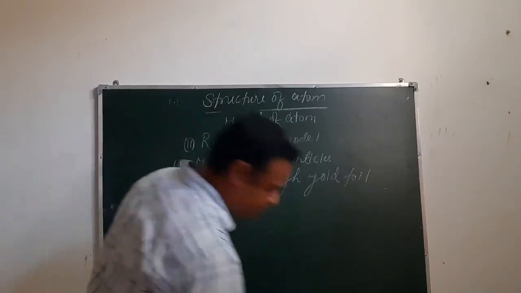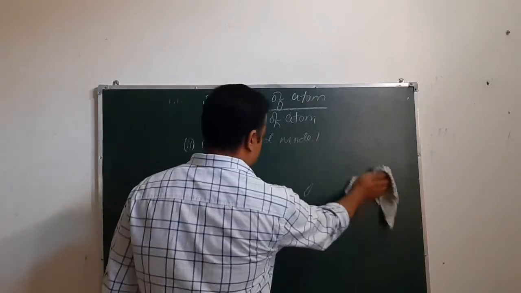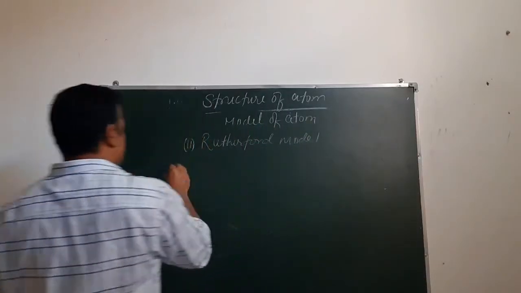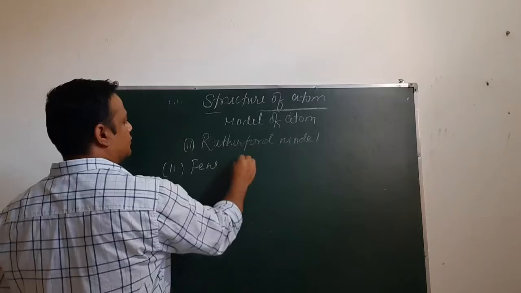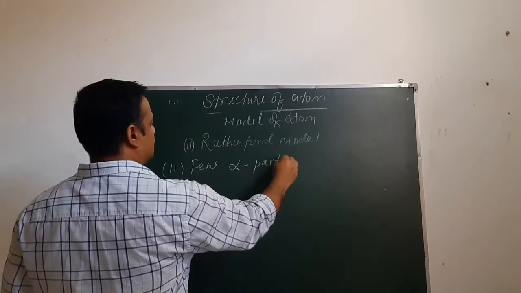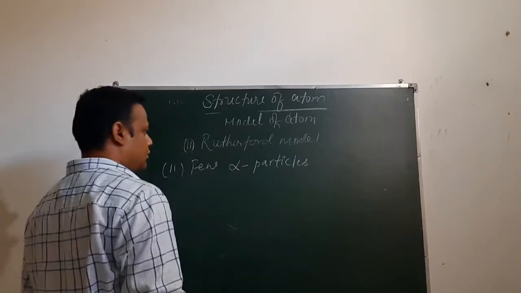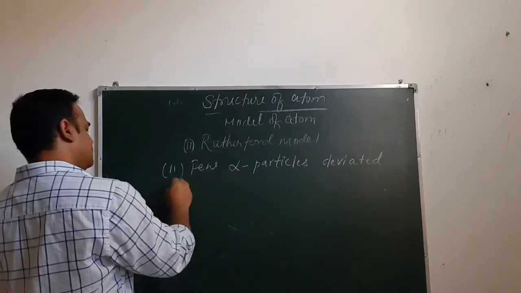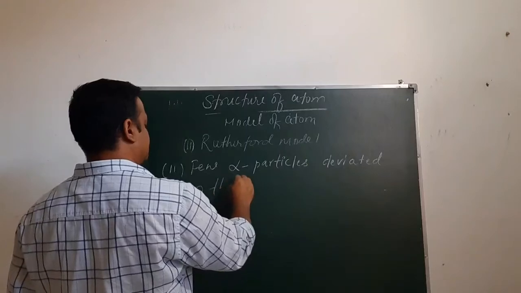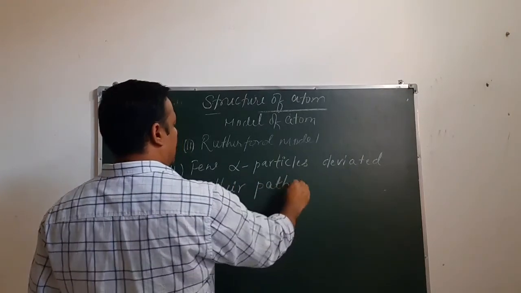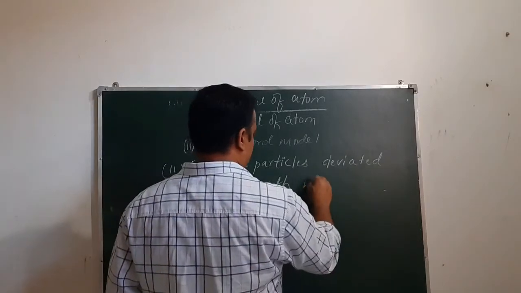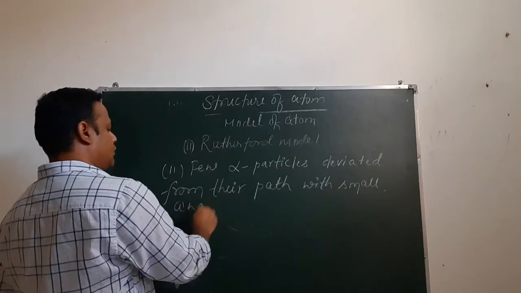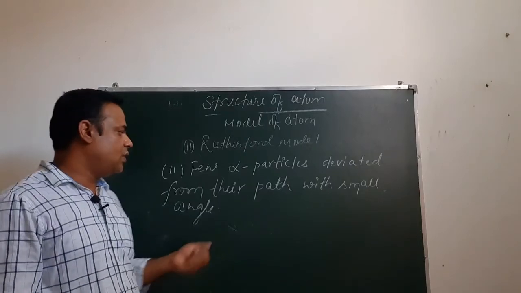The second observation of Rutherford was that few alpha particles deviated from their path with a small angle.